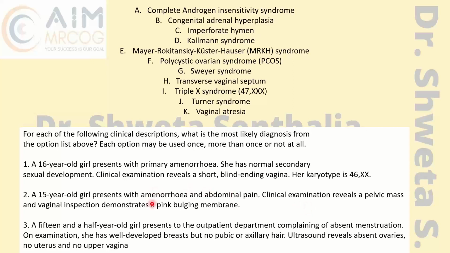Very good. So if you see the pink bulging membrane, it should already click in your mind. It is transverse vaginal septum. Very good, my dear. And they always mention pain in cases of outflow tract obstruction. Yes, next.